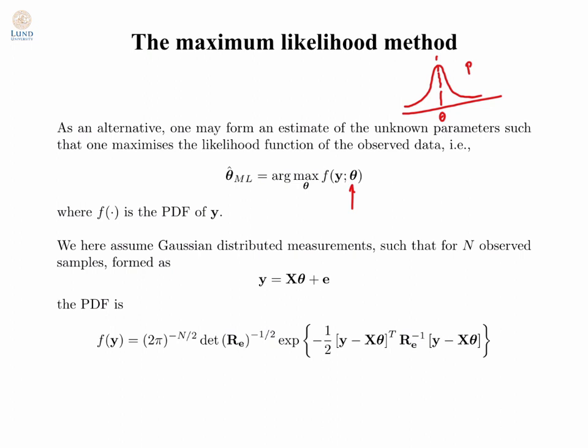So what I try to do is find my unknown parameter vector such that I maximize the probability density function, the likelihood. And since I have many samples, n observations, I need to look at the multidimensional Gaussian distribution, which looks like this.